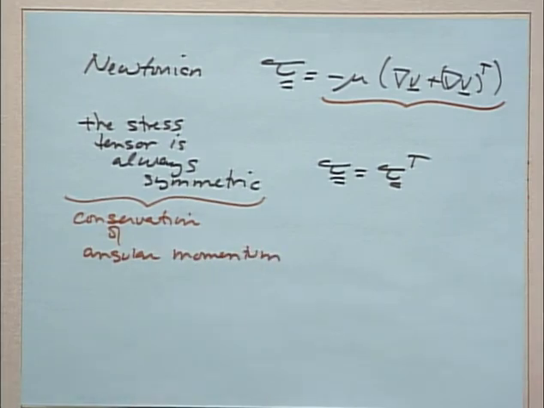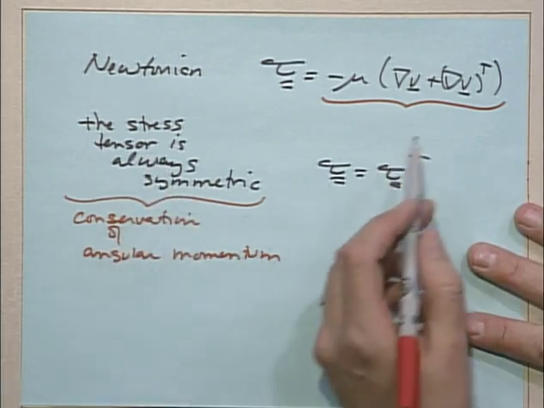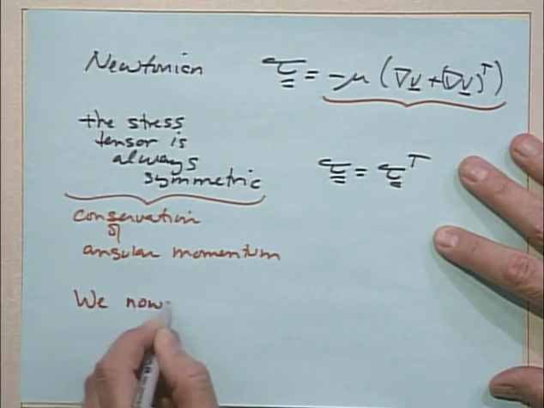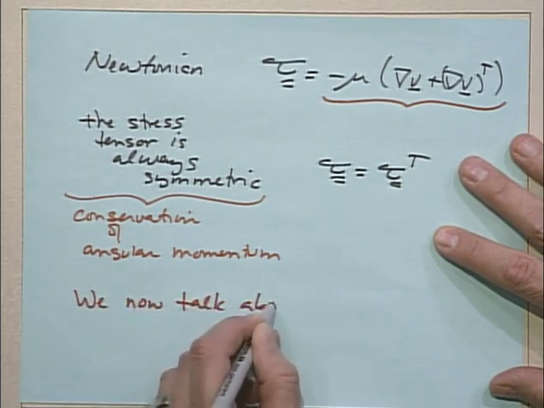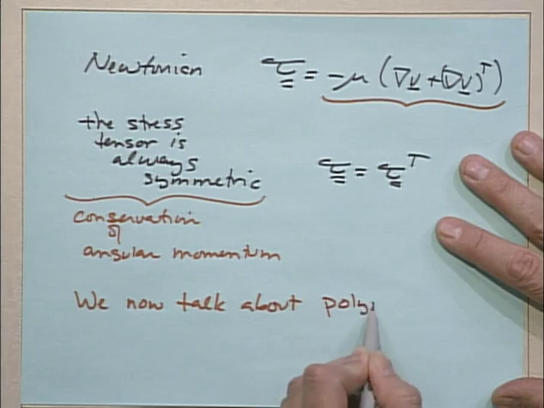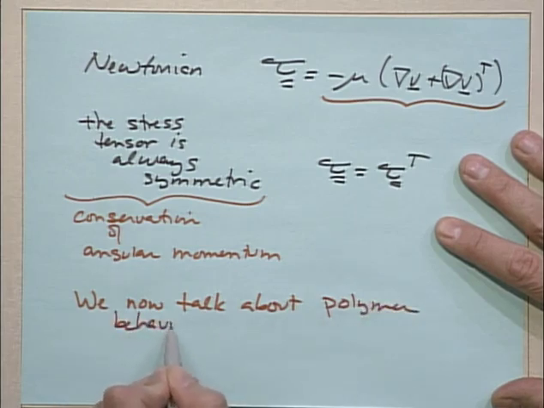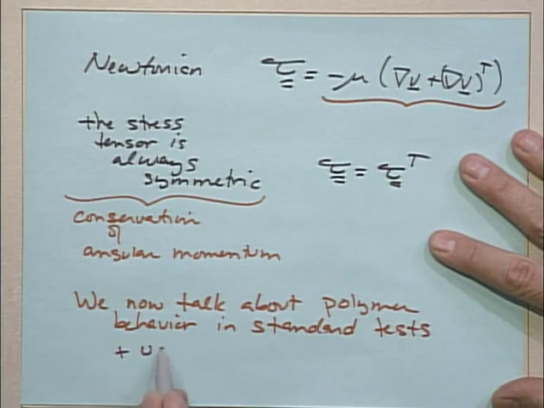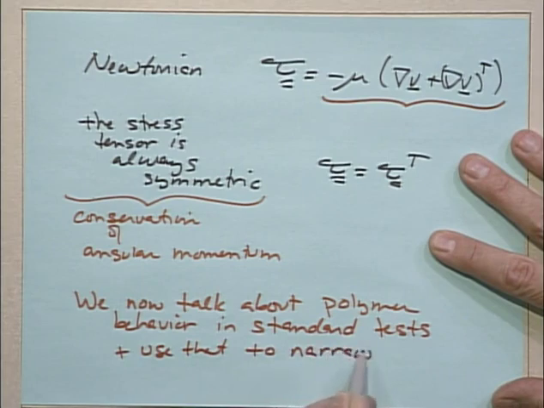So we're going to be looking at laws and observations that form constraints on constitutive equations. So I'll summarize that by saying we're now going to talk about polymer behavior in standard tests and use that to narrow down, let's say, the possibilities of constitutive equations.